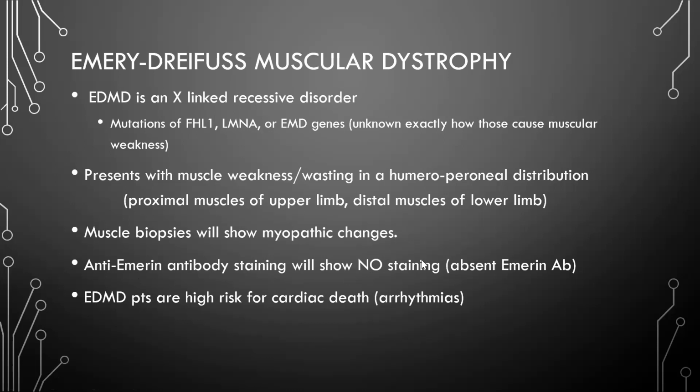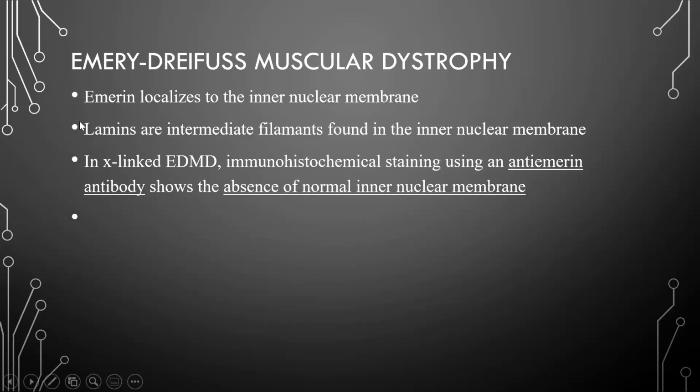All these, you will see in your boards books. It's not as important. These are typically low yield, but we still need to go over these for the exam. So emerin, the EDMD protein, is in the nuclear membrane. Lamins are intermediate filaments, and the X-linked EDMD, staining with anti-emerin antibody, shows the absence of normal nuclear membrane. So that's characteristic of EDMD.